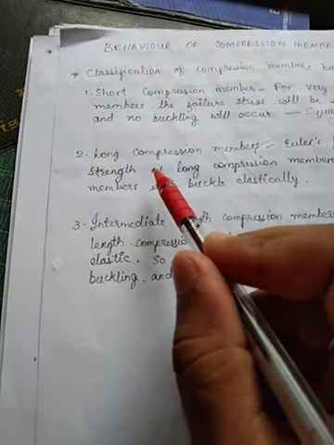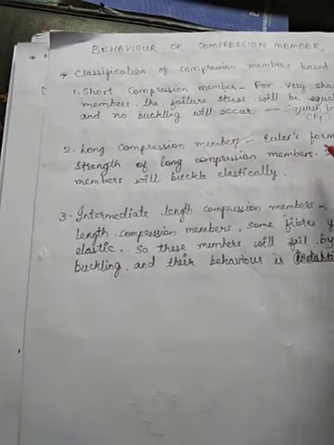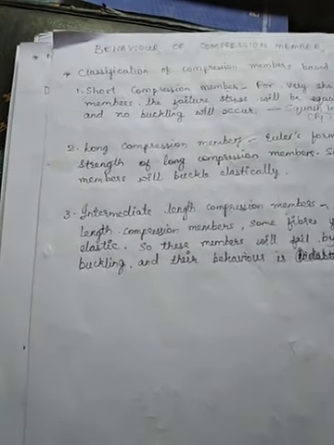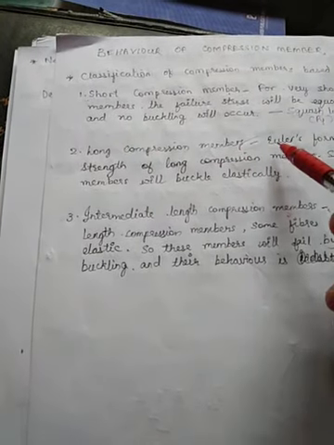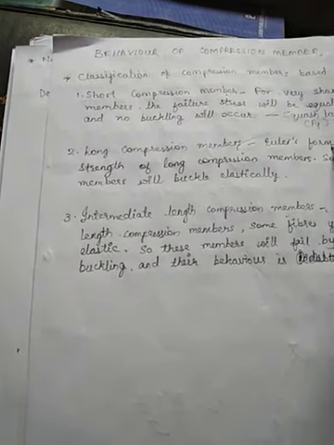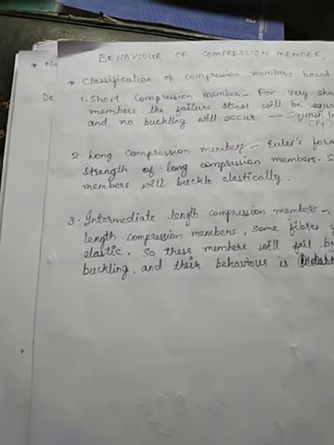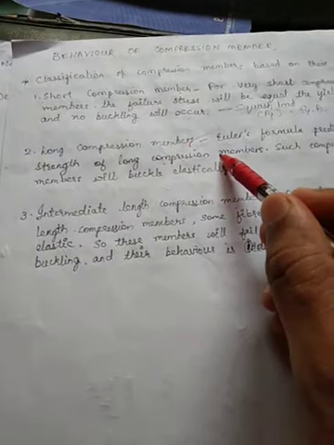Next classification is long compression members. In these long compression members, we find there is buckling. For this buckling, it follows Euler's formula. Here this Euler's formula predicts the strength of long compression members.